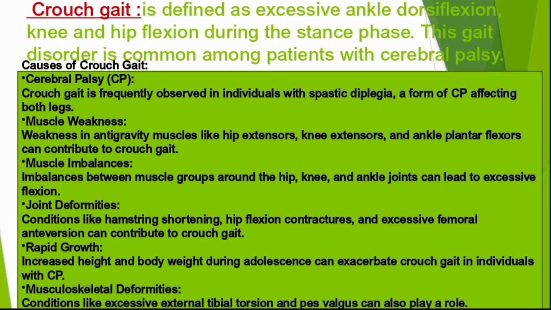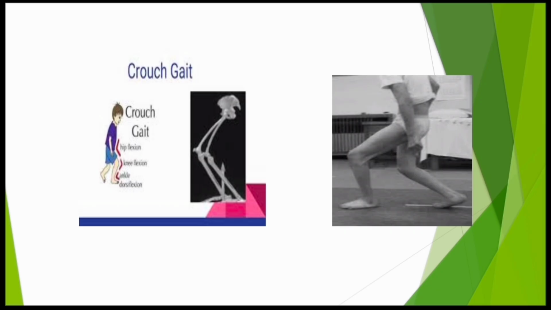Regarding causes, I already said cerebral palsy patients, and also muscle weakness and muscle imbalance patients get this type of gait. Joint deformities can lead to crouch gait, and also rapid growth, increased height, can lead to crouch gait, along with other musculoskeletal deformities like pes valgus and external torsion. So you can see in the picture how the person is walking with excessive ankle dorsiflexion and also knee and hip flexion during the stance phase.